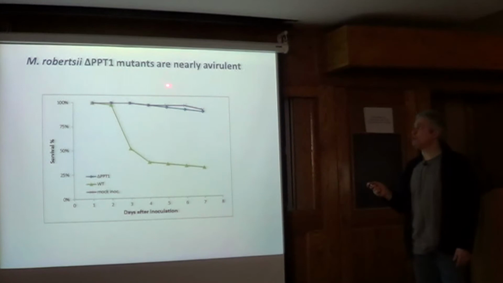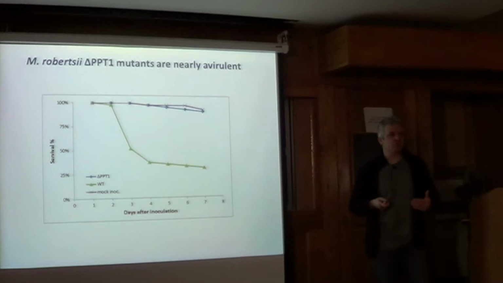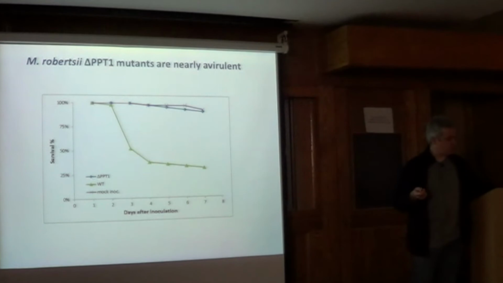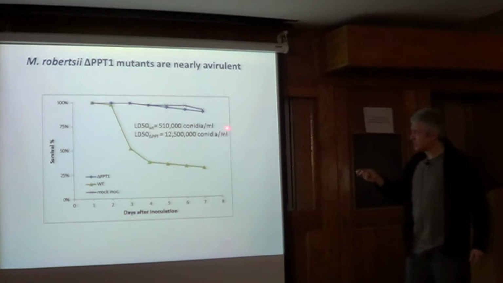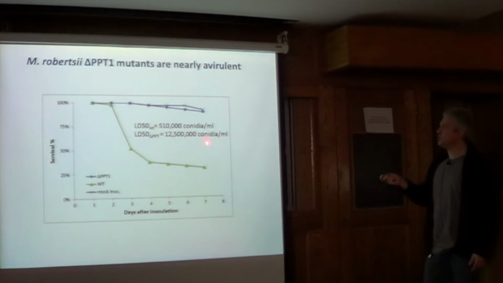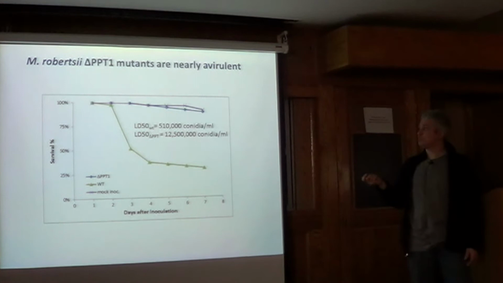And since we do those dose responses, we can assess the potency of the two organisms. What I mean is that using those responses, you can calculate how much inoculum you need to kill 50% of the population. And a rough calculation tells that for the wild type you need 500,000 conidia per ml to kill half of the population in this particular condition. While for the PPT1 mutant you need 25 times as much. So it's very much attenuated. You need 25 times more conidia, in theory, to get to the same mortality.